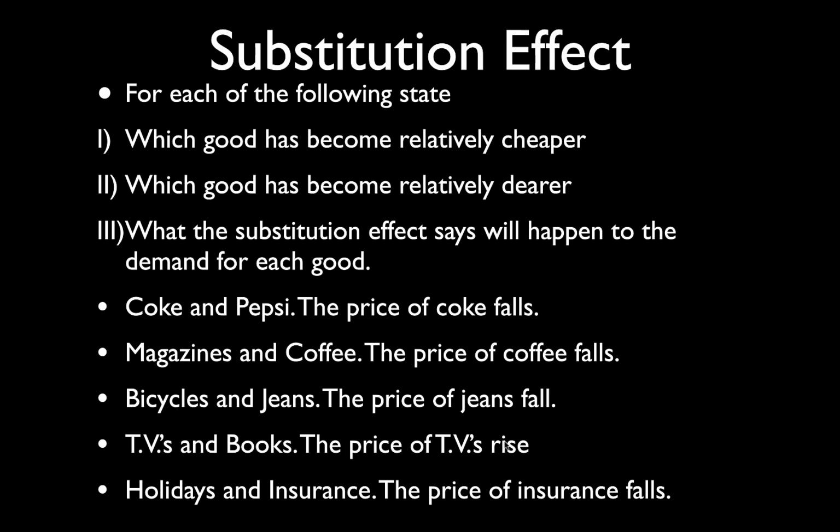The price of TVs rises. Which has become relatively cheaper? The price of books has remained the same. However, relative to the new price of televisions, they have become relatively cheaper. TVs have become relatively more expensive. The substitution effect says you always buy more of a relatively cheaper good. You will switch away, you will reduce the amount of TVs that you buy and increase the amount of books that you buy because books are relatively cheaper and TVs are relatively more expensive.